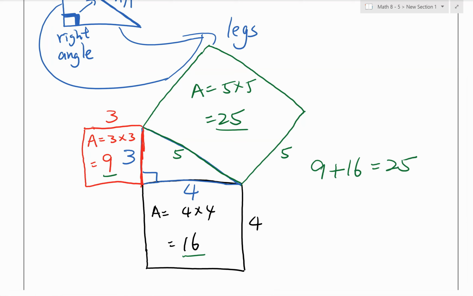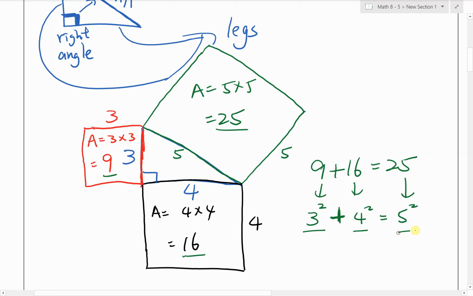You can see this 9 came from 3 squared. This 16 came from 4 squared. So the sum, which is the addition, of the squares of the side lengths would actually equal the square of the hypotenuse side, right? Because this 25 came from 5 squared. Notice this is one of the legs squared, this is the other leg squared, and when you add them together, it gives you the hypotenuse squared.